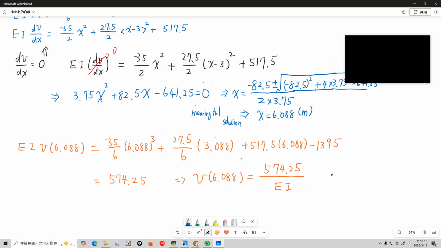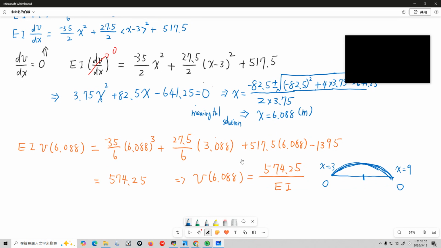Let's see what the situation looks like. This is x equal to 3 here, and here is x equal to 9. We know that the displacement at both boundaries is 0. Then where is 6.088? Maybe it's around here. So the displacement will be like this, because we assume the elastic curve is smooth and continuous. Here is x equal to 9.